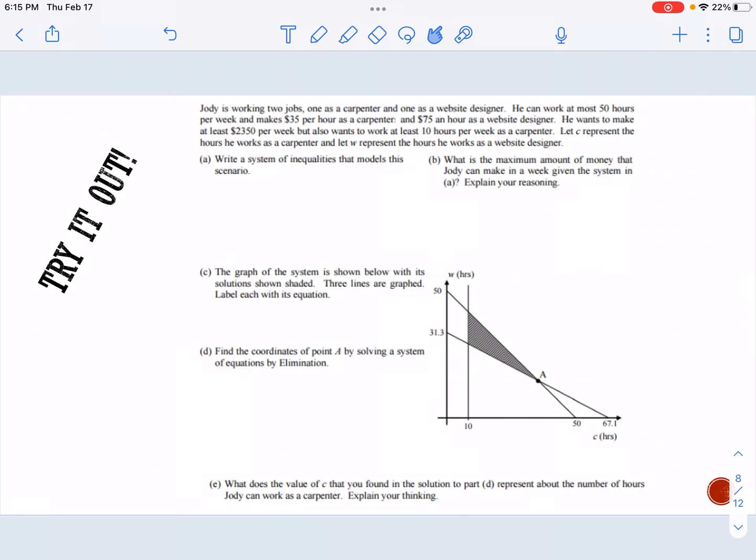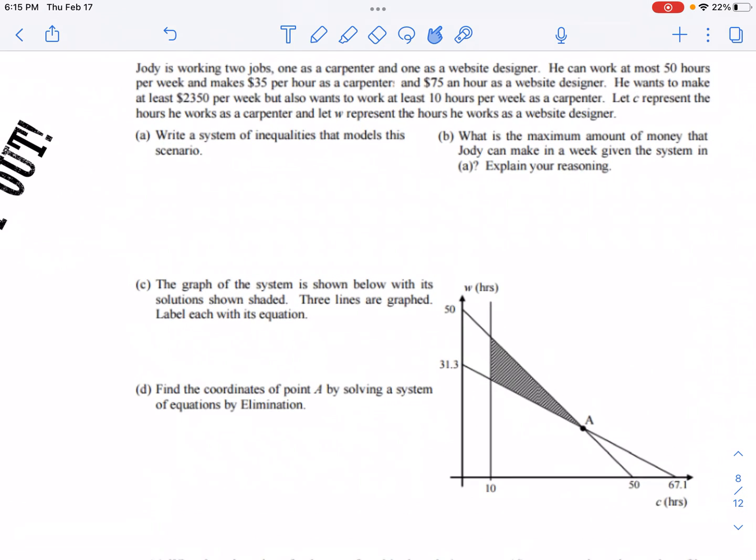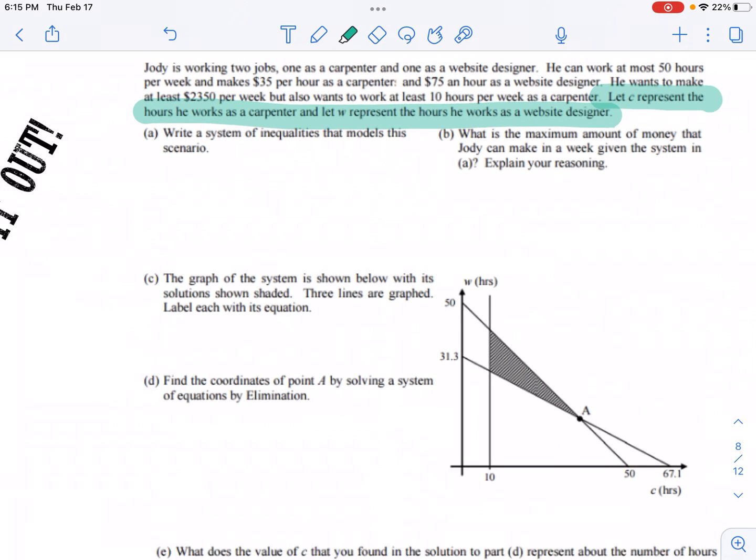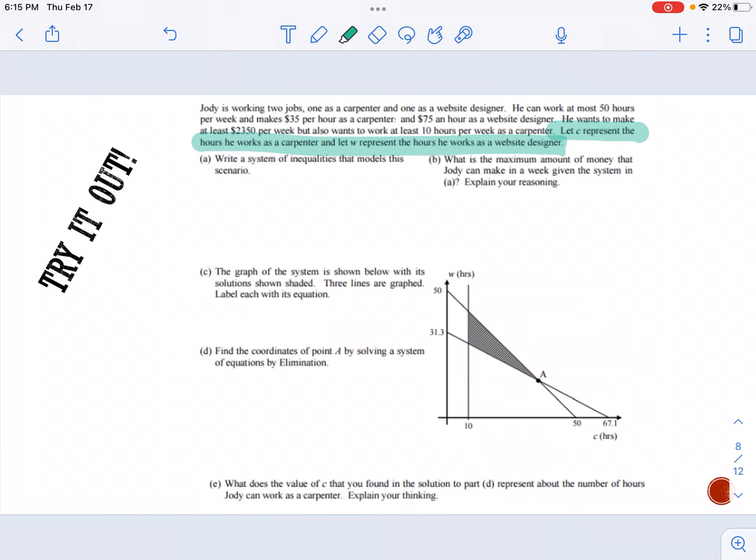On the back side of your notes, you're going to see this try-it-out example. This one's a little tricky. I would like you to try your best to read the problem and write a system of inequalities that matches the scenario. Please keep in mind that they do give you the let statement, and we are not using x and y, but instead we are using c and w. Once you've read through it, you're going to write the system and answer some of the questions that are listed there. When you're ready, unpause the video, and we'll reveal the answers.